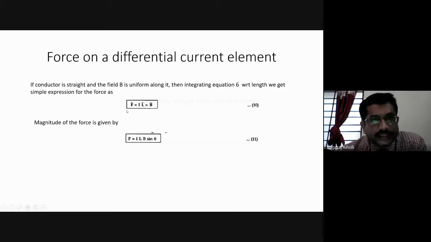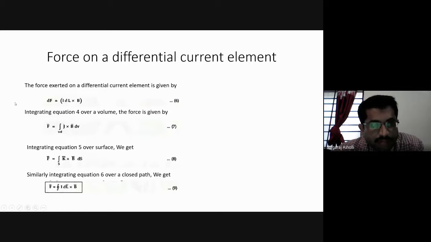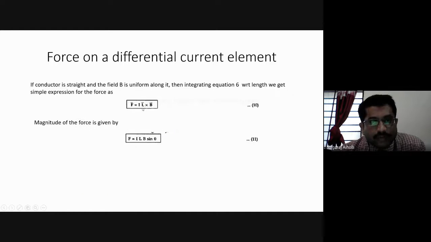If the conductor is a straight conductor and the flux density B is uniform throughout the conductor, then integrating equation 6 with respect to length. If we integrate this equation for dF with respect to length, what will we get? Instead of I dl, we'll have I L. If we integrate this dl, we'll get I L, right? So F will be equal to I L cross B, or B I L. So F bar will be equal to I L bar cross B bar.